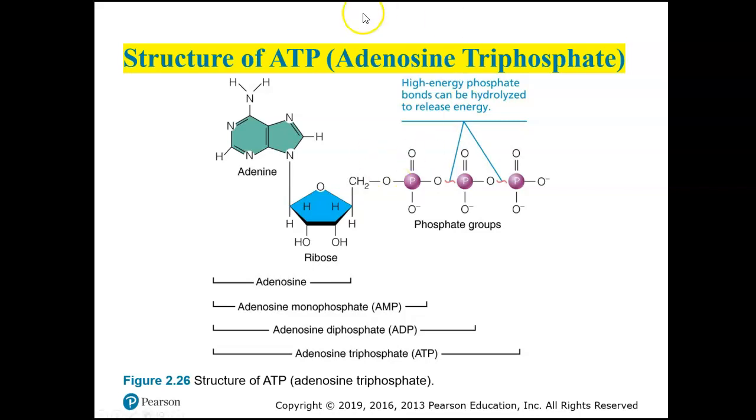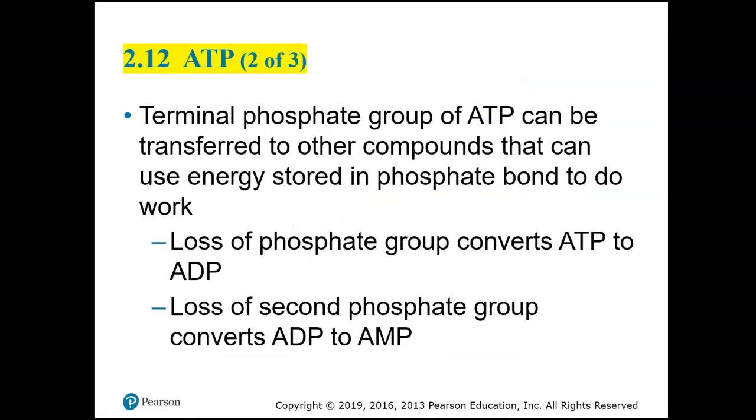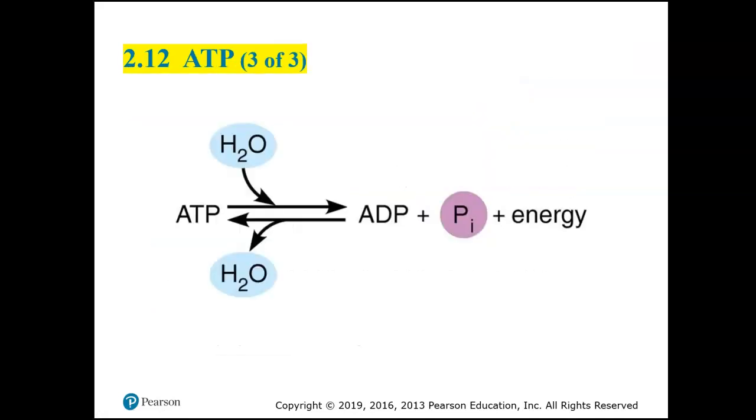And here you see a picture of the structure of ATP. Here's your adenine and your ribose. They form adenosine. And then your 3 phosphate groups. When a phosphate bond is broken and one of these phosphate groups is removed, then that's when the energy is released. And ATP breaks down into ADP plus phosphate by hydrolysis.